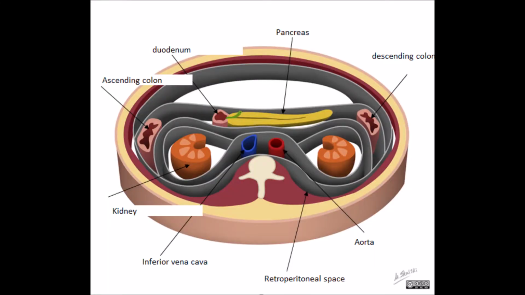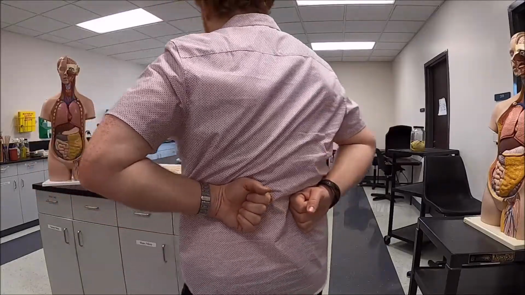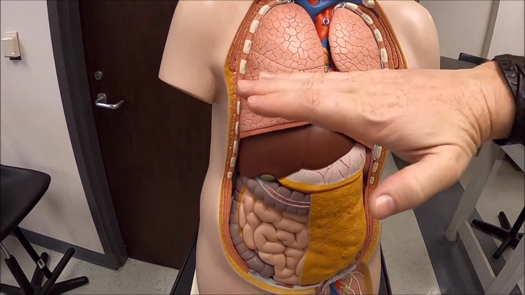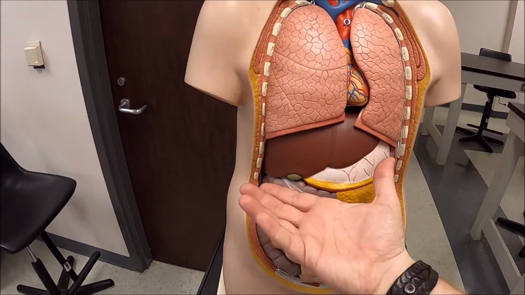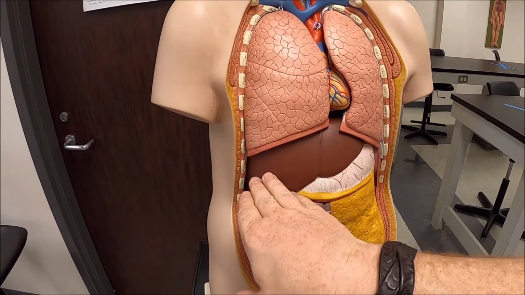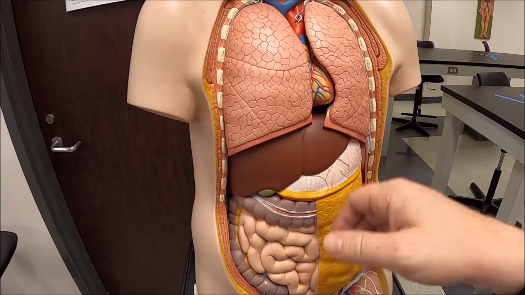You'll see my right one is a little lower, and my left one is just a little bit higher. The reason for that is because of the liver. The liver pushes everything down on this side and pushes everything up on this side. So the right kidney is going to be pushed down just a little bit by comparison to the left kidney.